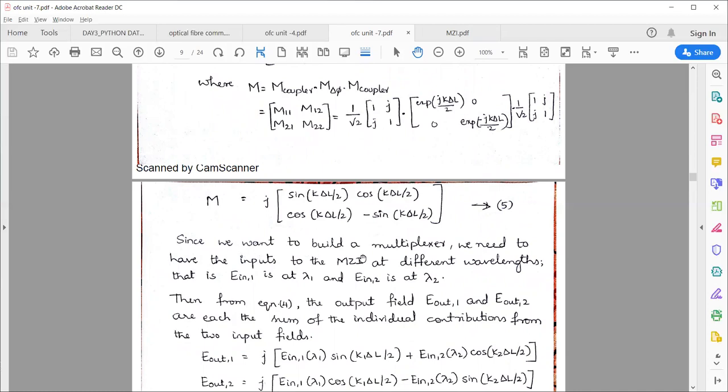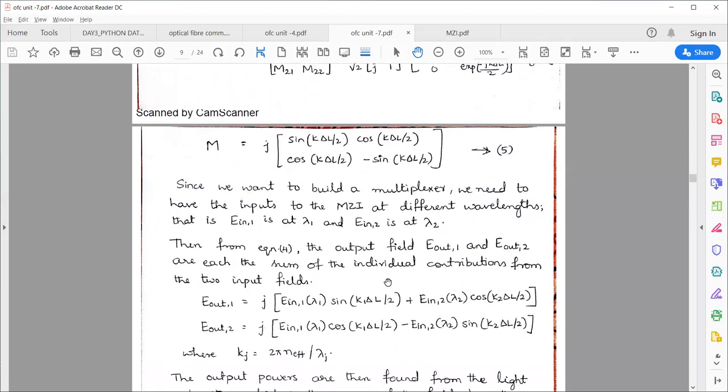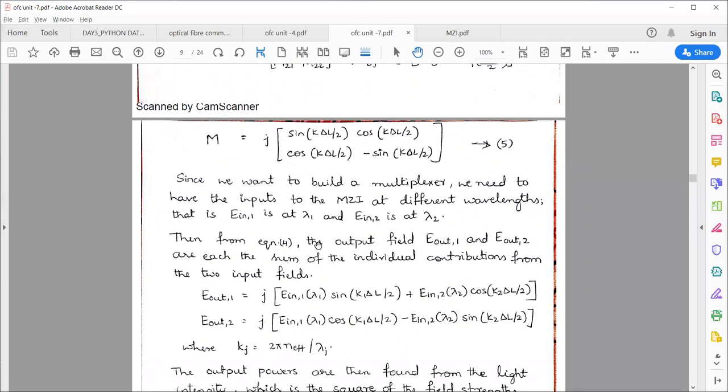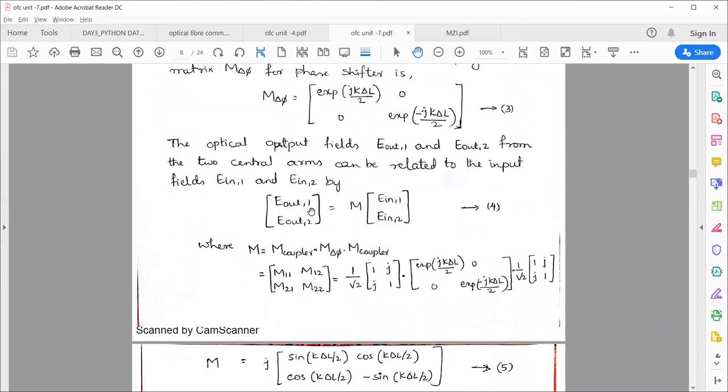Since we want to build a multiplexer, we need to have the inputs to the MZI at different wavelengths. As I mentioned in the beginning itself, the input E in 1 has a wavelength of lambda 1, and E in 2 has a wavelength of lambda 2. So both the inputs at the input stage of the multiplexer are of different wavelengths, lambda 1 and lambda 2. So from equation 1, the output is equal to M into input.